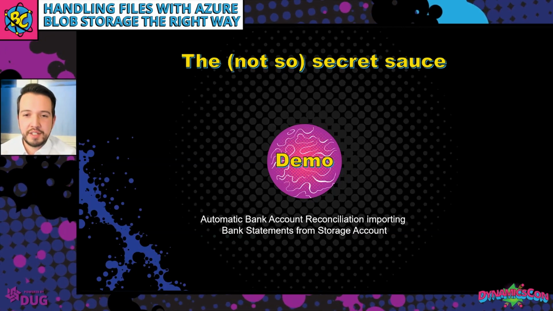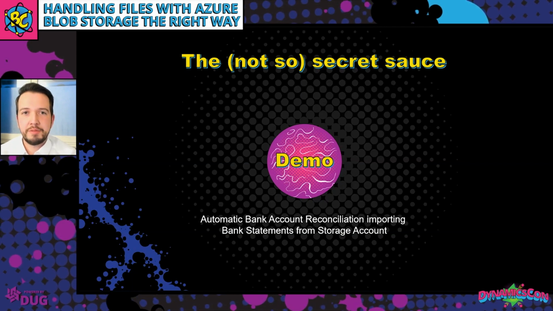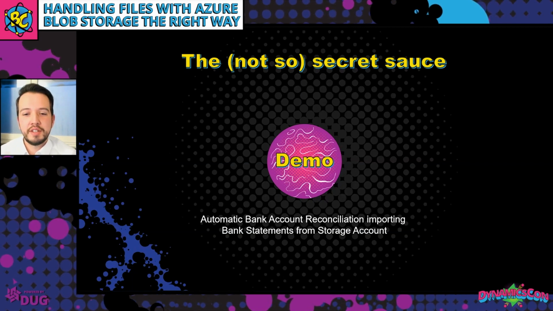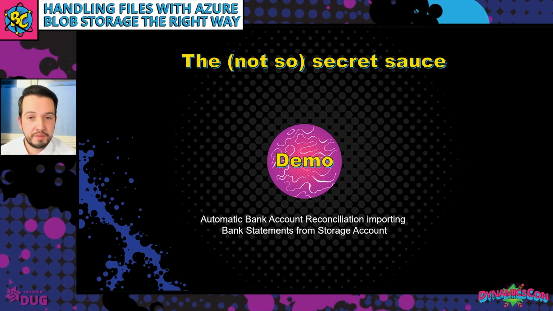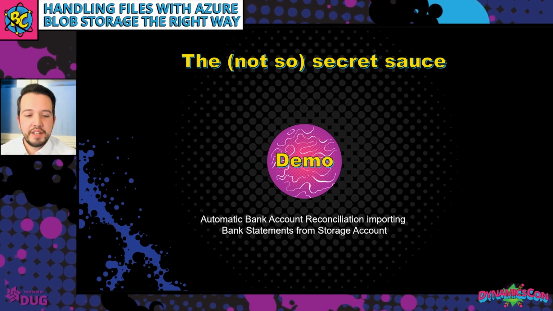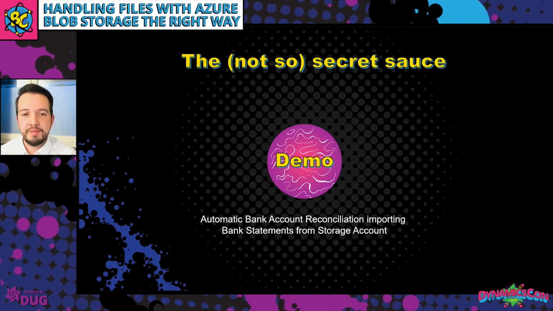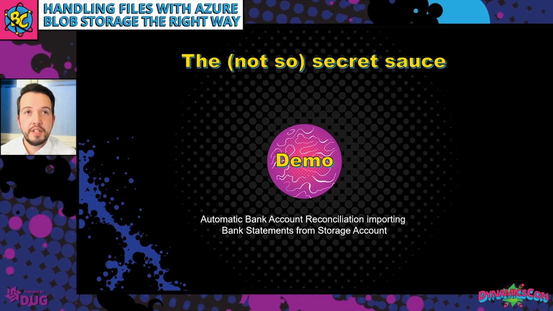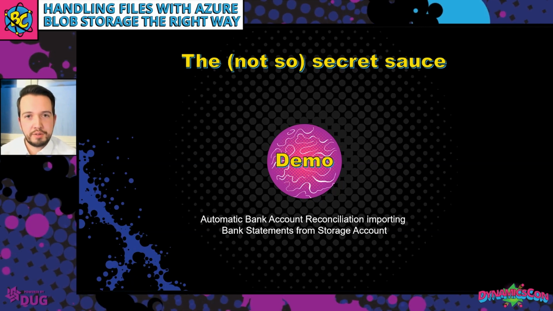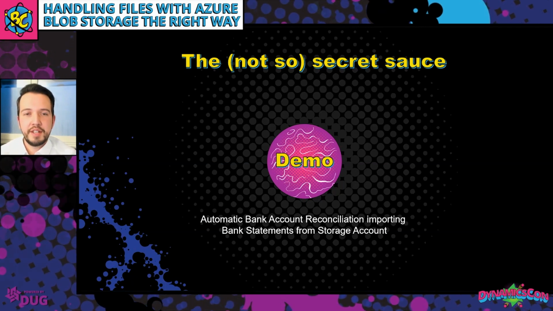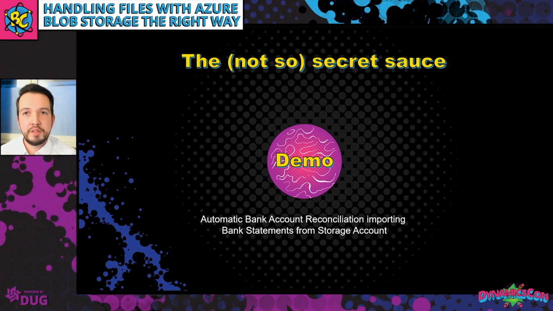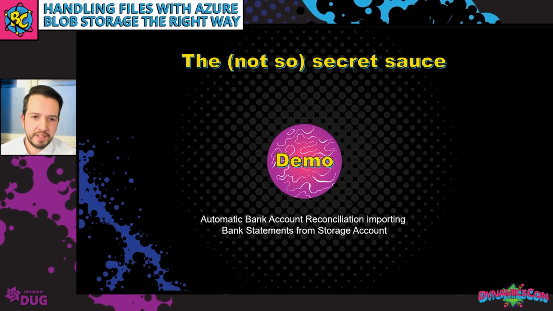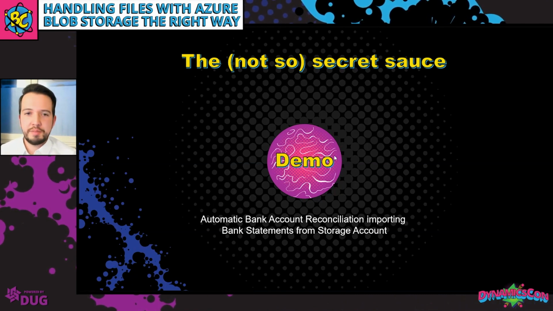Another scenario I just recently had with a customer was that they wanted to be able to automatically import bank statements from an externally provided file, and this was also done via SFTP. The idea here is to have a job that checks the storage account periodically for new files and imports the files as bank statements into the bank account reconciliation. This is also a standard BC process.